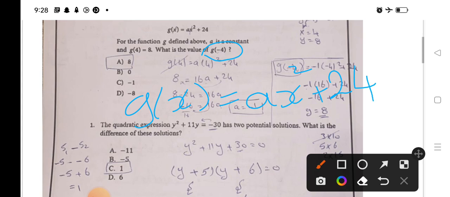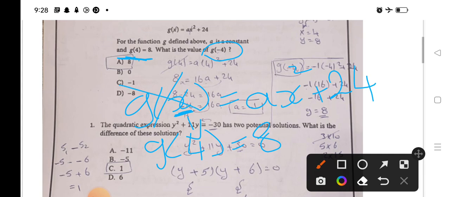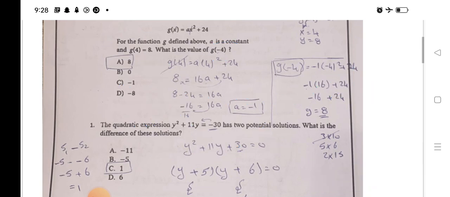Okay. When x equals 4, he told you here in the question, where is x? Here, when x equals 4, the result is 8. So, can I omit this one and write 8 instead? Yes, of course. So, I can omit it.